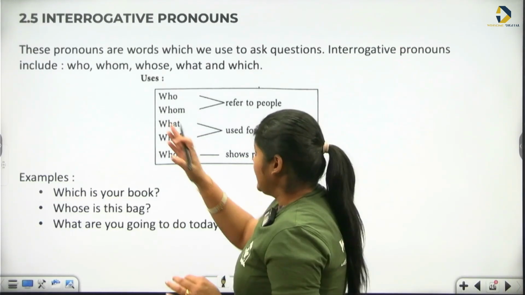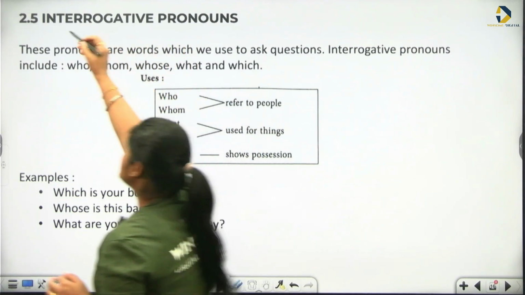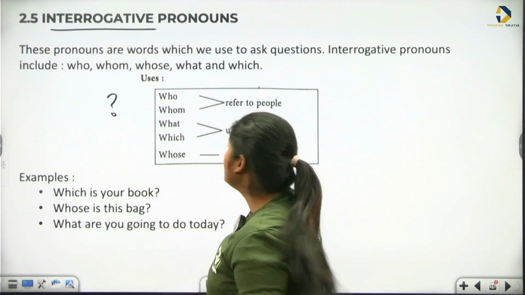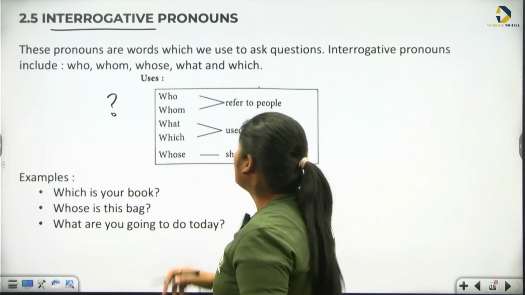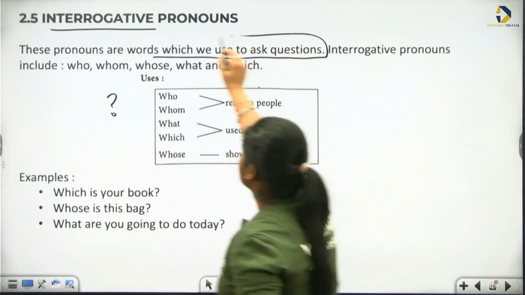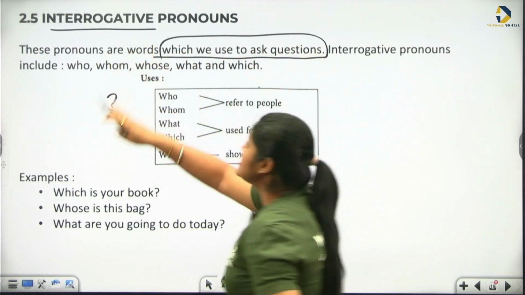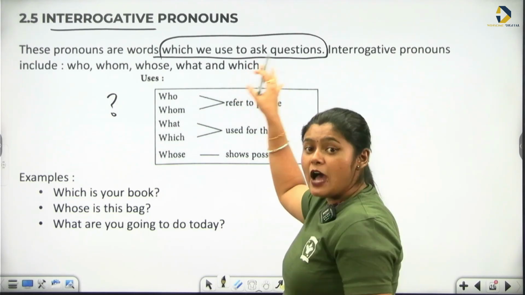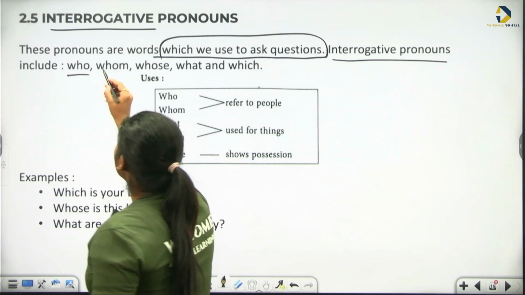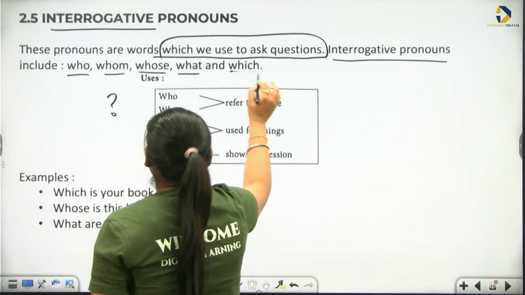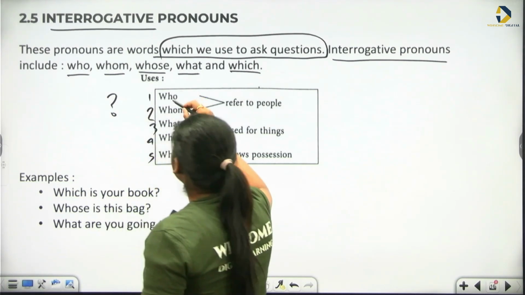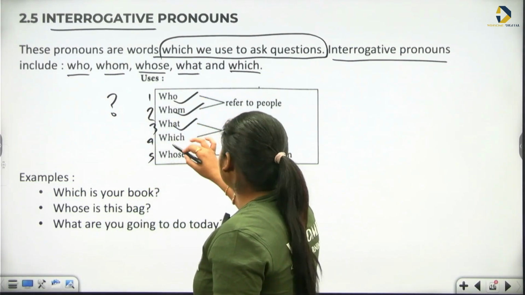Okay, now see. Interrogative pronoun. Interrogative means, we all know, interrogative means to ask a question. Okay, so it is an interrogative. That is why we use who, whom, what, when, whose. Okay, now see, these pronouns are words which we use to ask questions. As I mentioned to you, interrogative क्या है? These pronouns are words which we use to ask questions. Now, interrogative pronouns include who, whom, whose, what, and which. Okay, who, whom, what, which, and whose.